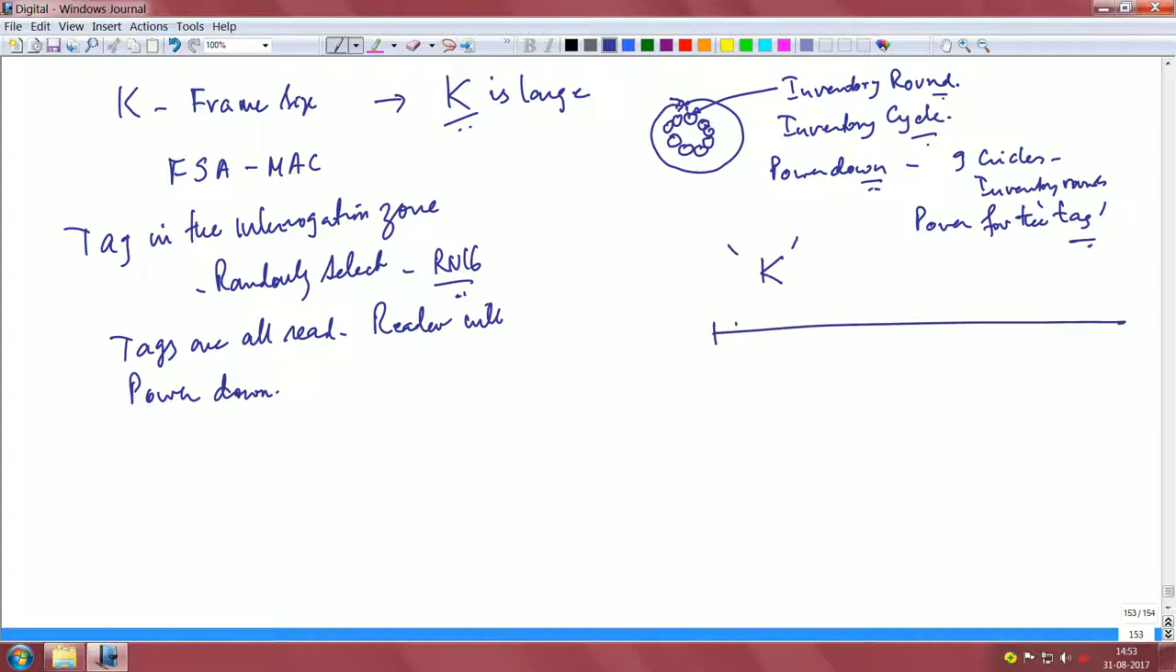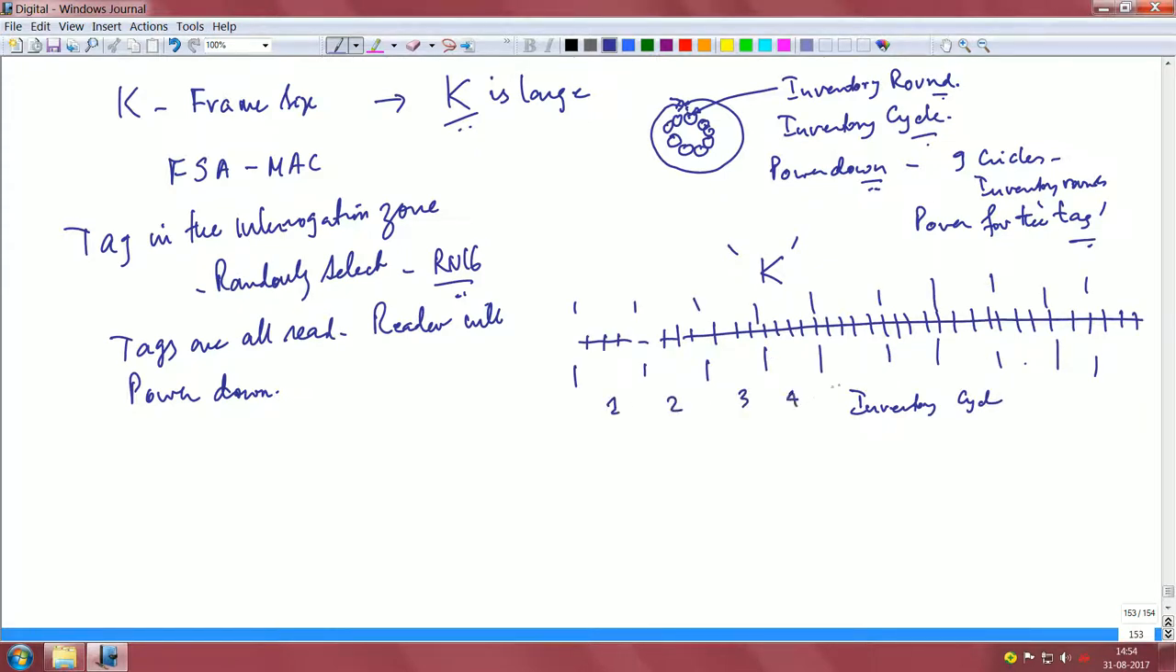That means you will have a number of slots which cover the complete inventory cycle. So, 1, 2, 3, 4, 5, 6, 7, 8, 9, which is essentially one in each individual round inside. So, all along from here to here, this is power down to power down. This again you will have a power down here. So, all through there is power. So, if a tag does not make it in one inventory round, it can try again and again and again.